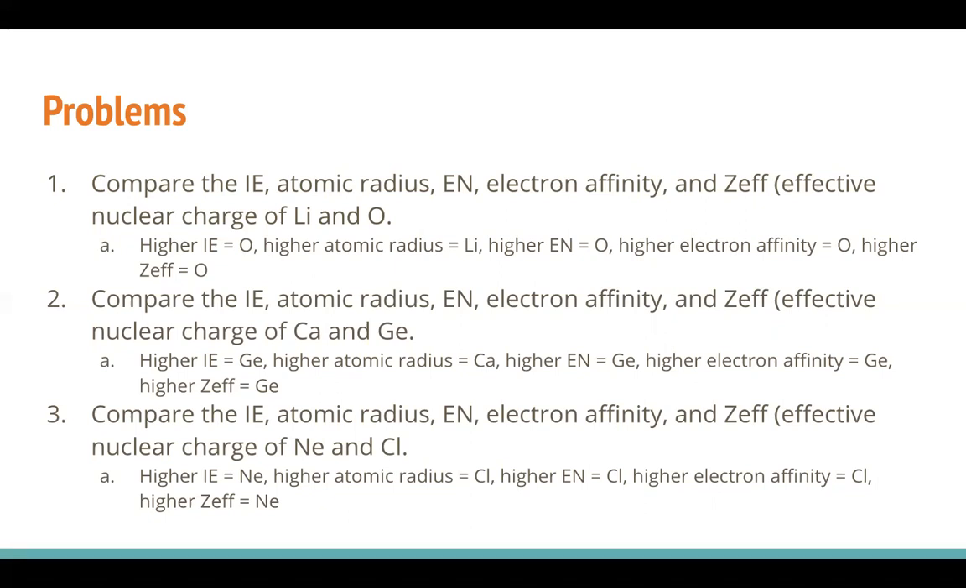So neon has a high ionization energy because it's extremely hard to take electrons away from noble gases. Chlorine has a higher atomic radius, less electrons, but chlorine is actually more electronegative than neon because neon is a noble gas. And so it has negligible electronegativity. And the same thing, because neon is a noble gas, it's already in an octet, it doesn't want any more electrons. So that's why chlorine has a higher electron affinity.